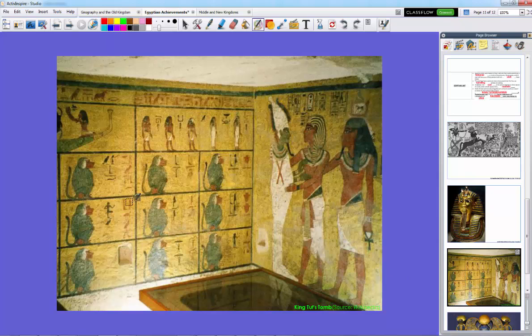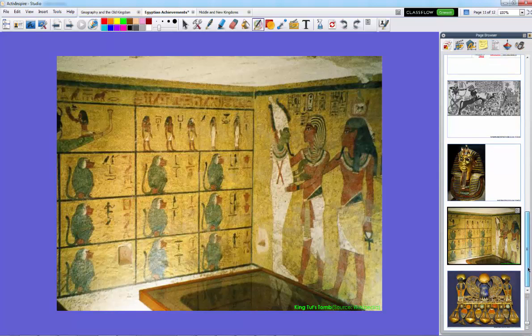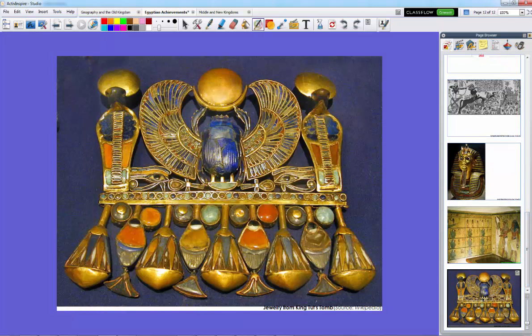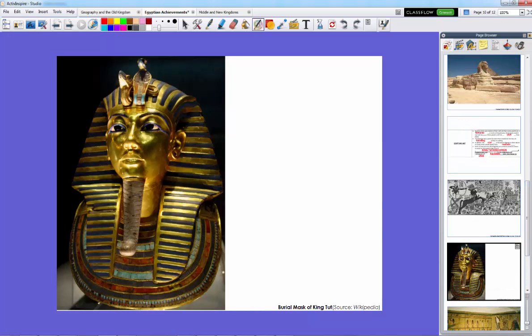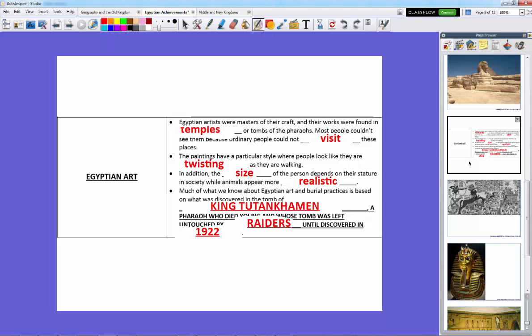Here's his tomb right here with all the paintings and the monkeys and paintings to accompany King Tut in the afterlife. We were just amazed at all the stuff we found, including jewelry like this. Very high detail, lots of gold and things like that. Not to mention this amazing mask of King Tut there. And in addition to mummification practices, we found the organs of him. We found him very well preserved and things like that. And so a lot of what we know about mummification and burial practices and art and religion came from King Tut's tomb along with other places.